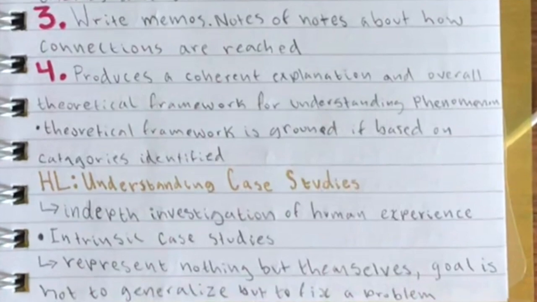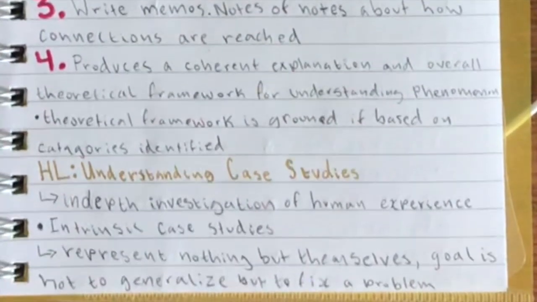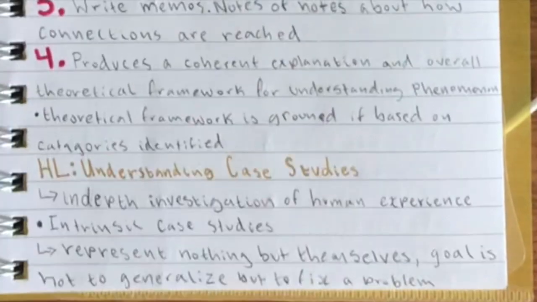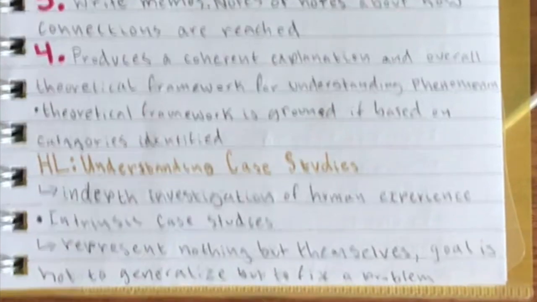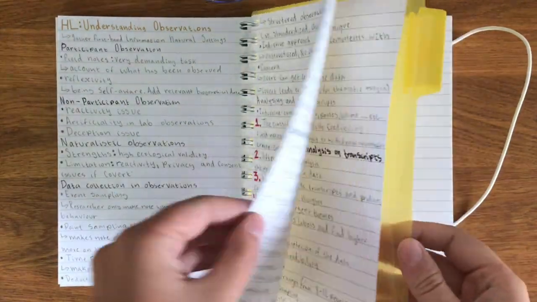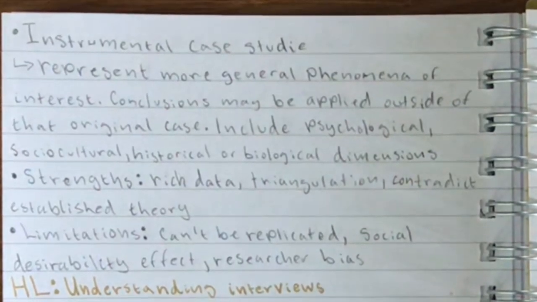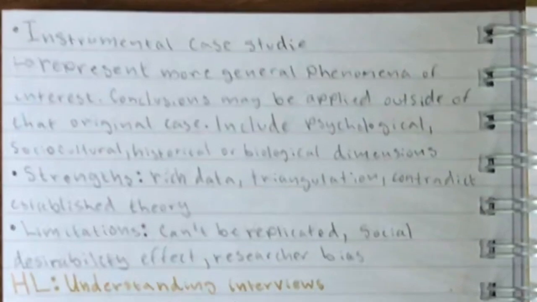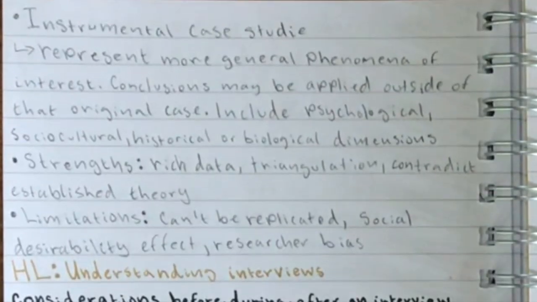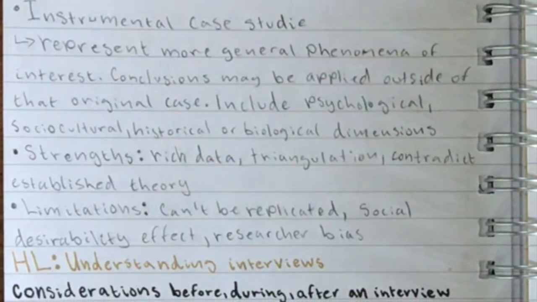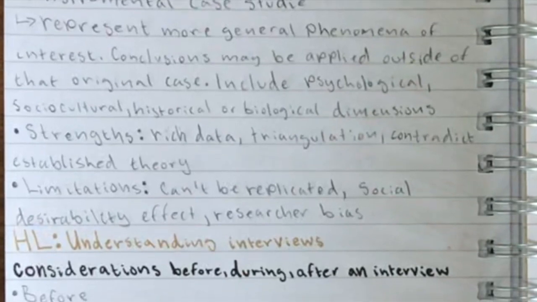Now we're moving on to the next part, which is about case studies. So, case studies is an in-depth investigation on human experiences. There are intrinsic case studies, which only represent nothing but themselves, which means they do not generalize for other issues, and they are not supposed to generalize for other issues. The next type of case study is an instrumental case study. They represent more than the general phenomena of interest. This essentially means that you can generalize about it and apply it to situations outside the original case.